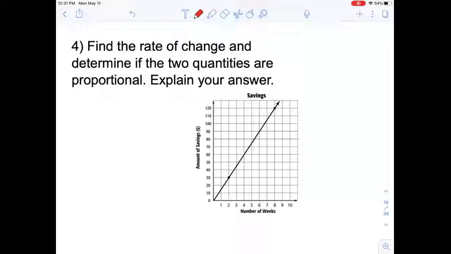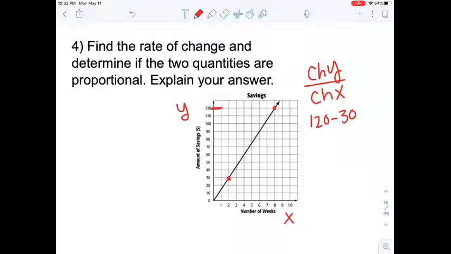Number 4 says find the rate of change and determine if the 2 quantities are proportional, and then explain your answer. So to find the rate of change, again, we're going to use change in y over change in x. I have my 2 points here that it gives us. I'm going to start with the larger one, and I'm just going to subtract those 2 y values. So I have 120 minus 30. And I'm finding those because I know I have my x-axis and my y-axis, and I'm just picking those 2 y values of my 2 points.